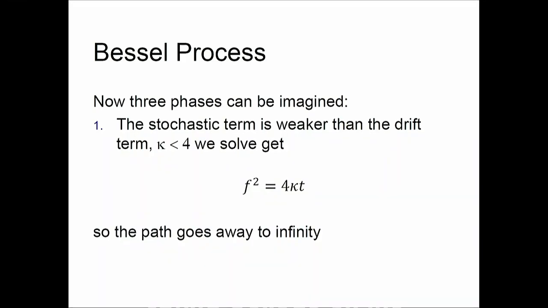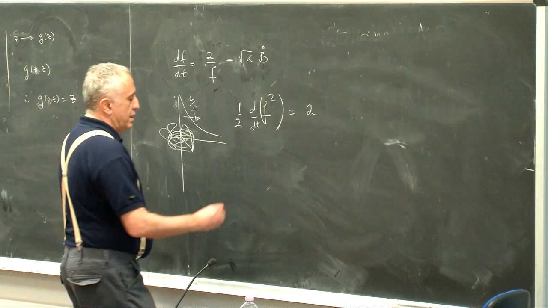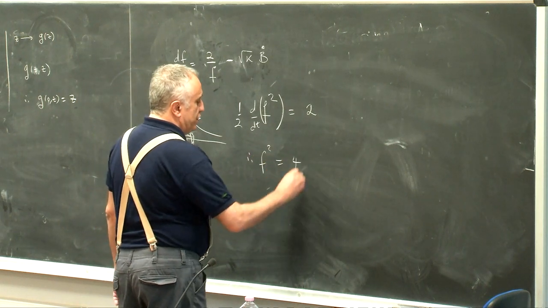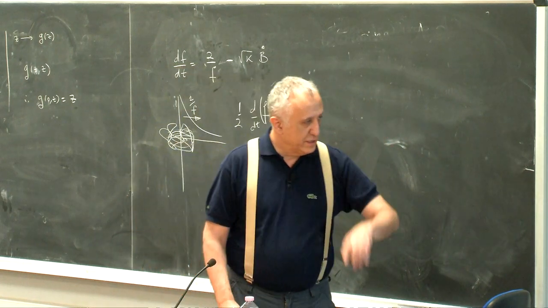So let's take these two steps separately. I can assume this to be zero. So I set kappa equal to zero. Here I have done it the other way around. First, I ignore this guy. So F squared d by dt, 1/2 is equal to 2. Therefore, F squared is 4 dt. That kappa there is unnecessary.